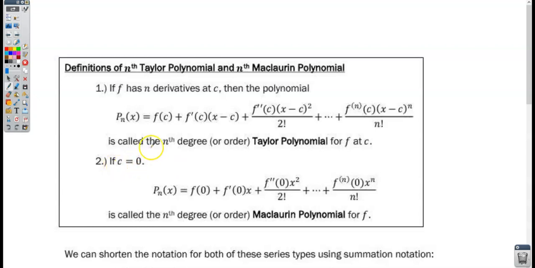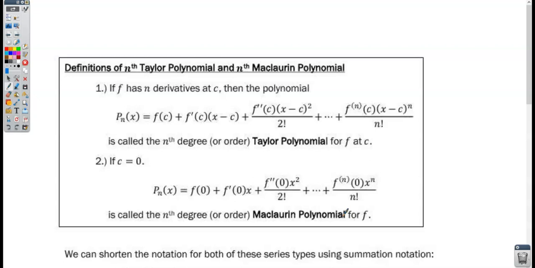If c equals 0, it gives us this form instead, f of 0 plus f prime of 0 times x. That would have been x minus 0, but it's just x. Plus f double prime of 0, x squared over 2 factorial, etc., up to the nth term. This is the nth degree or nth order Maclaurin polynomial. So Maclaurin polynomial is just a Taylor polynomial at x equals 0.